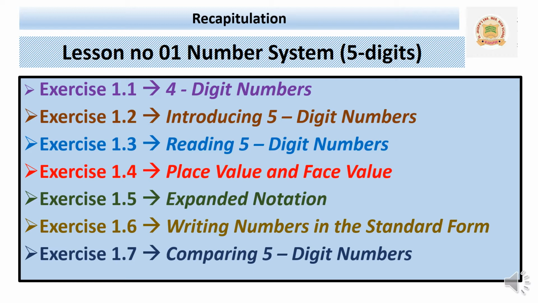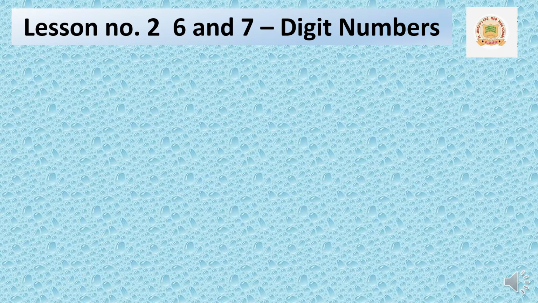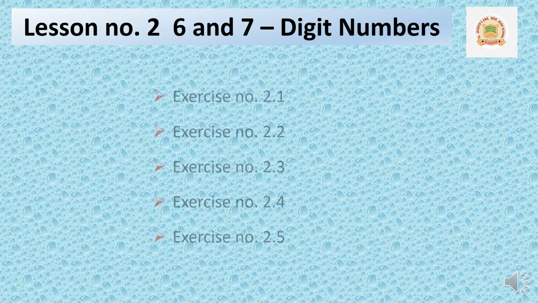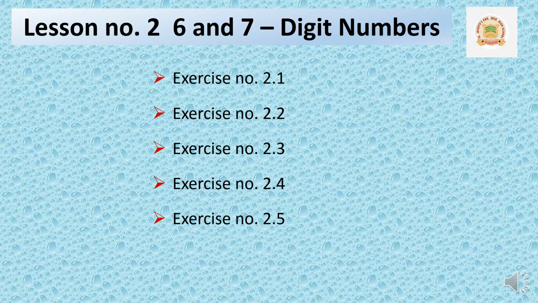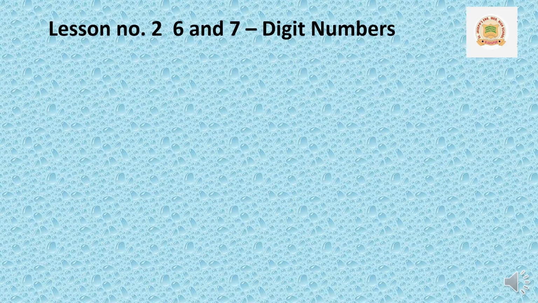So today we are going to begin the new lesson, that is lesson number 2. What's lesson number 2? 6 and 7 digit numbers. In this lesson number 2 we have 5 exercises. They are 2.1, 2.2, 2.3, 2.4 and 2.5. Let us see what we are going to learn in exercise number 2.1. It is the first exercise of lesson number 2.